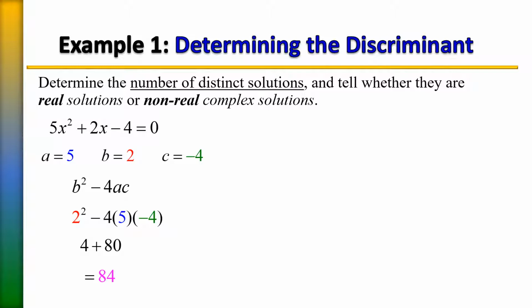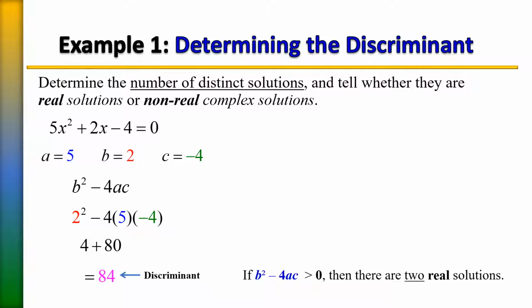So we notice that our result is a positive number, and recall that if the result of plugging in values for b squared minus 4ac is positive, then you have two real solutions. Okay?